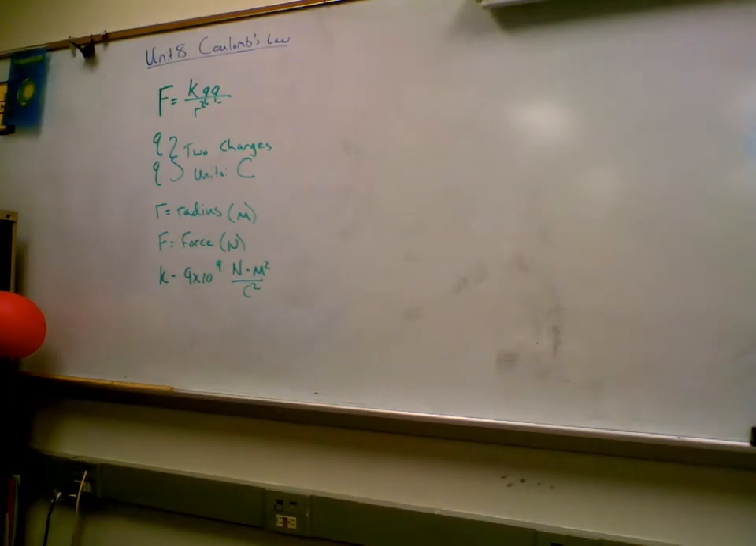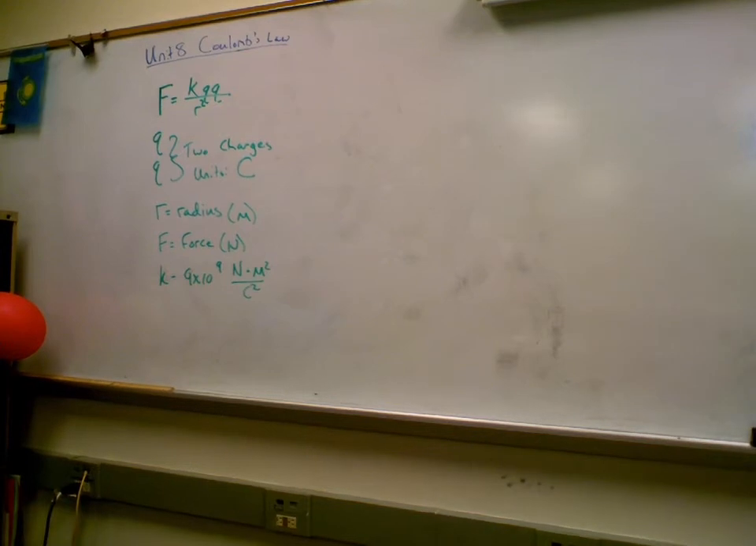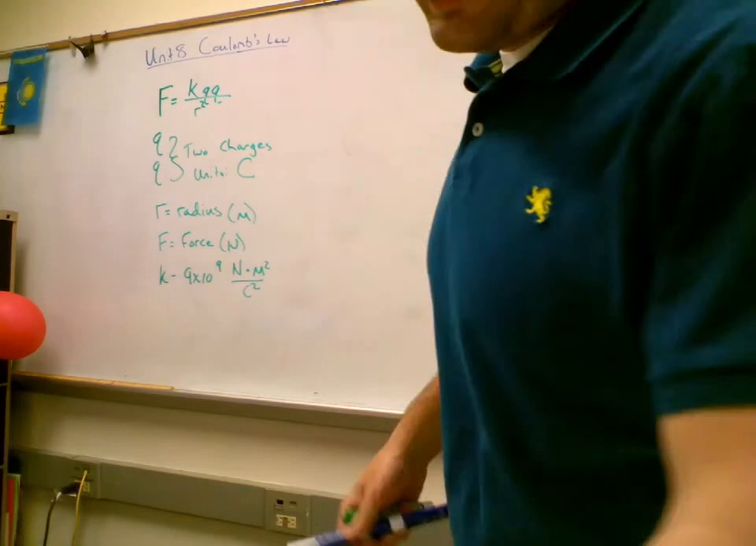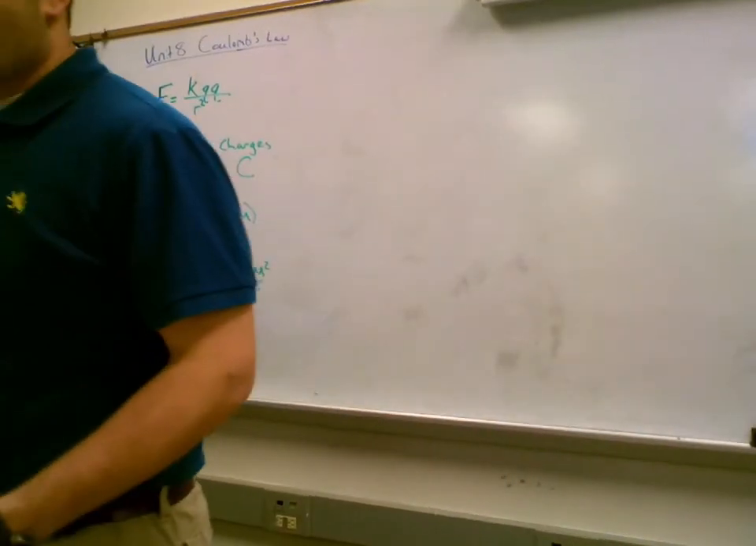It looks just like the gravity one, right? Constant times two masses over radius squared, and here it's constant times two charges over radius squared. So it's very similar to the gravity equation. Maybe Newton and Coulomb are buddies. Although I don't think Newton had a lot of friends.